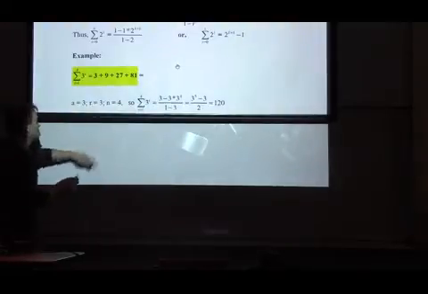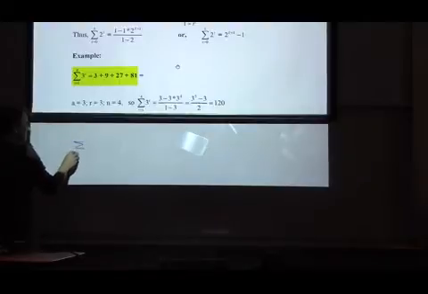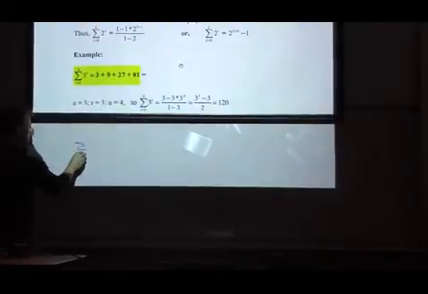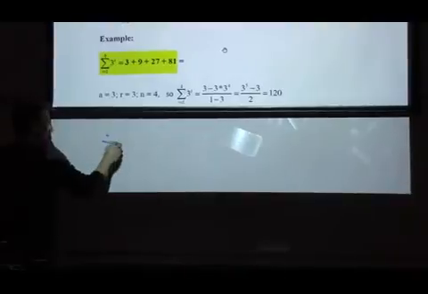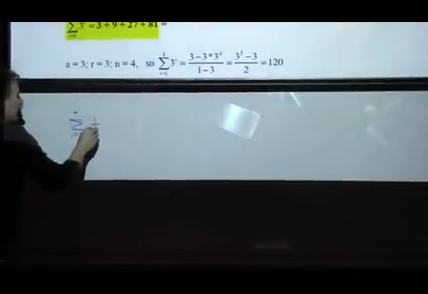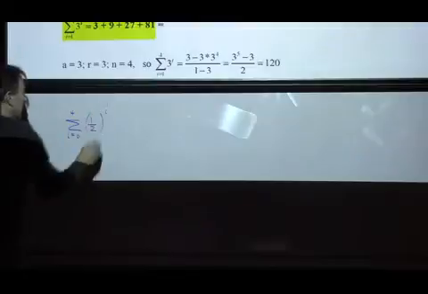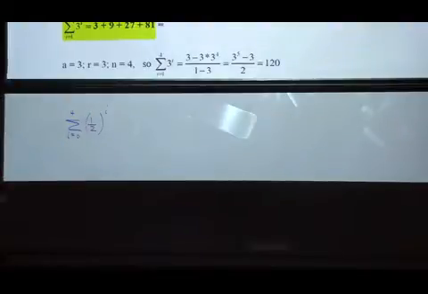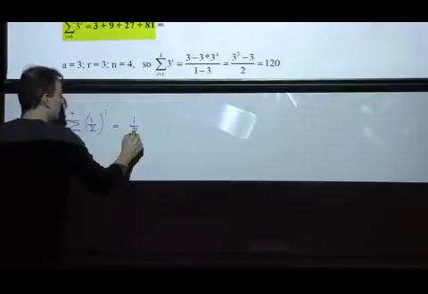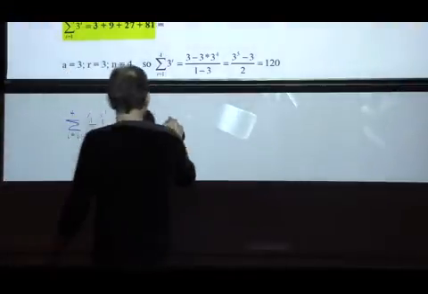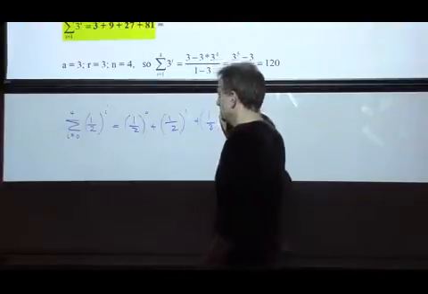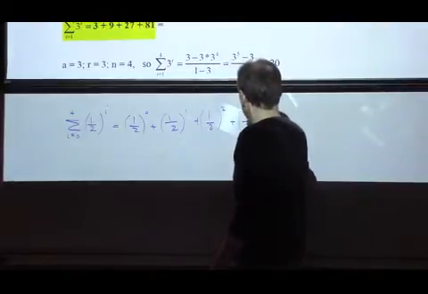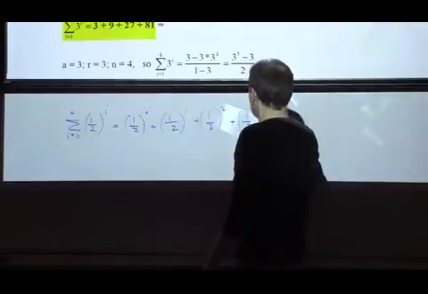Okay, so let's take the summation as i goes from 0 to 4 of 1/2 to the i. What's the first term? Well, just write 1/2 to the 0, right? Plus 1/2 to the 1 plus 1/2 to the 2 plus 1/2 to the 3 plus 1/2 to the 4.